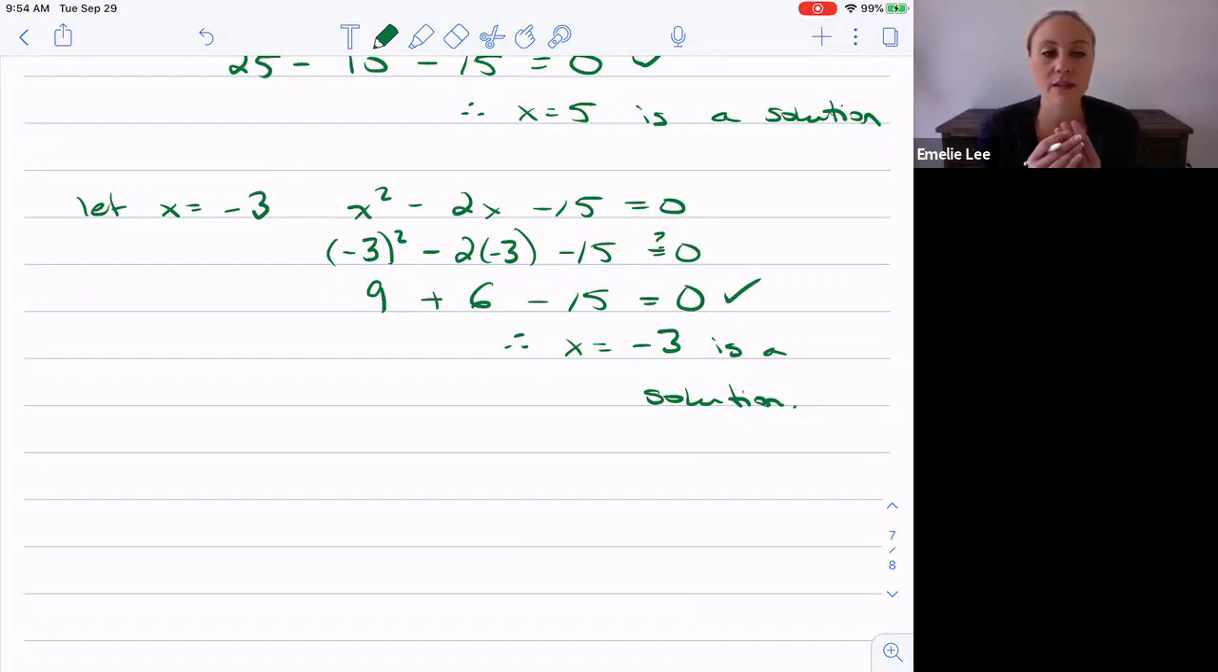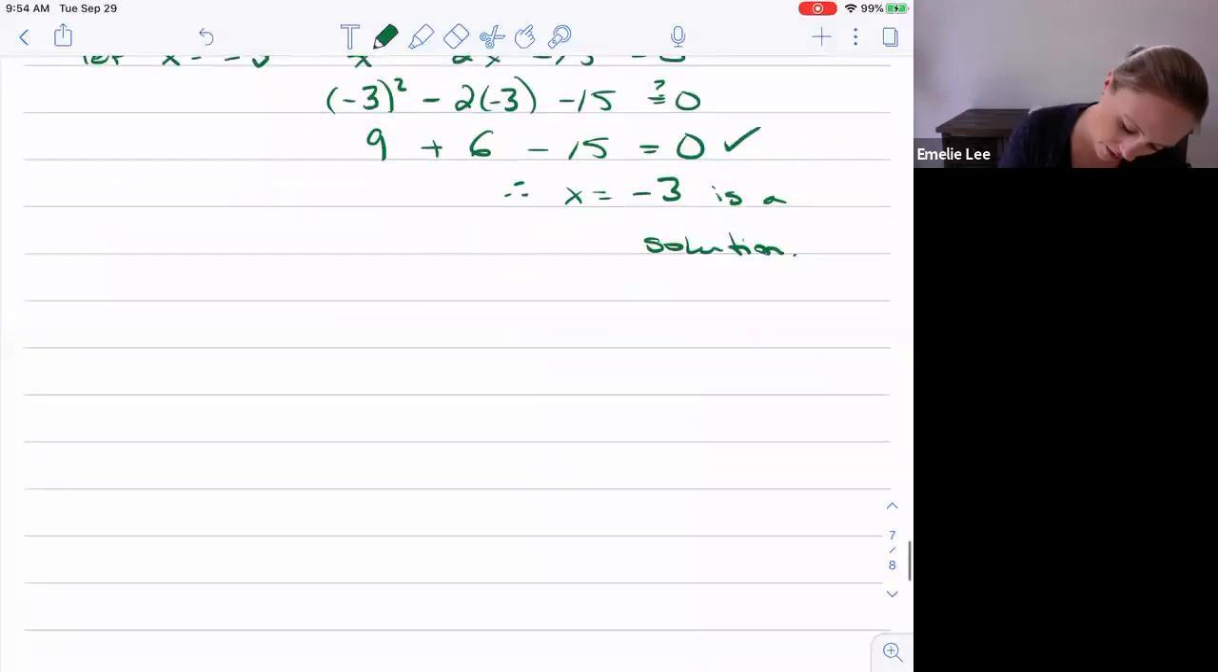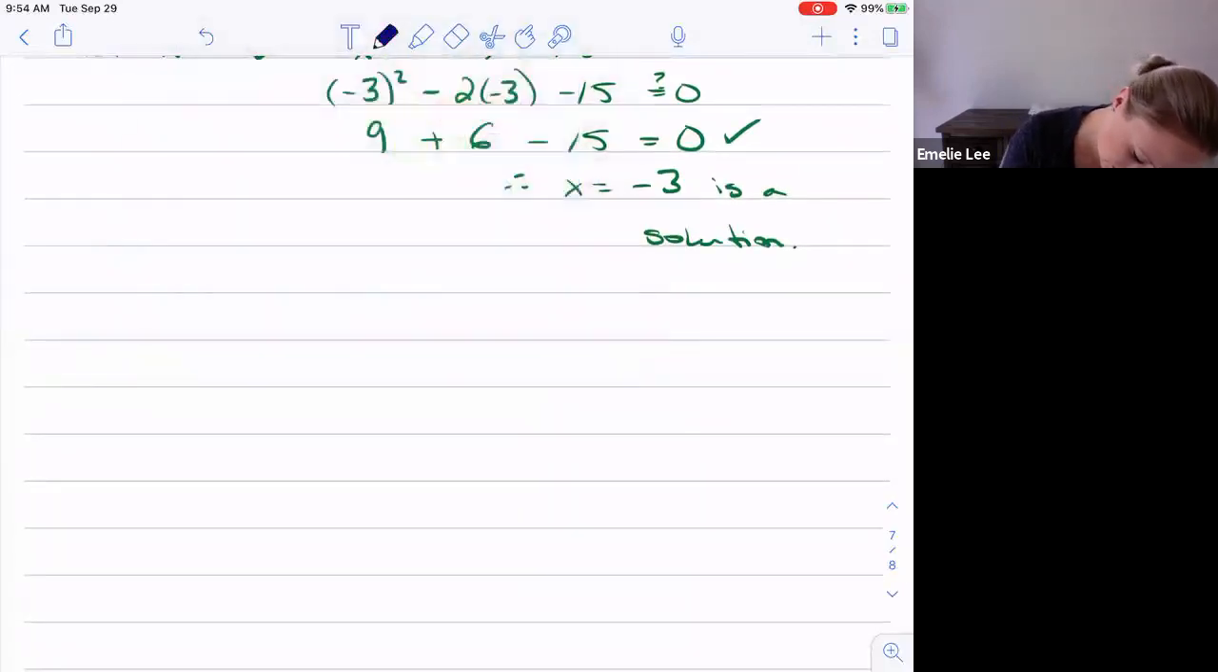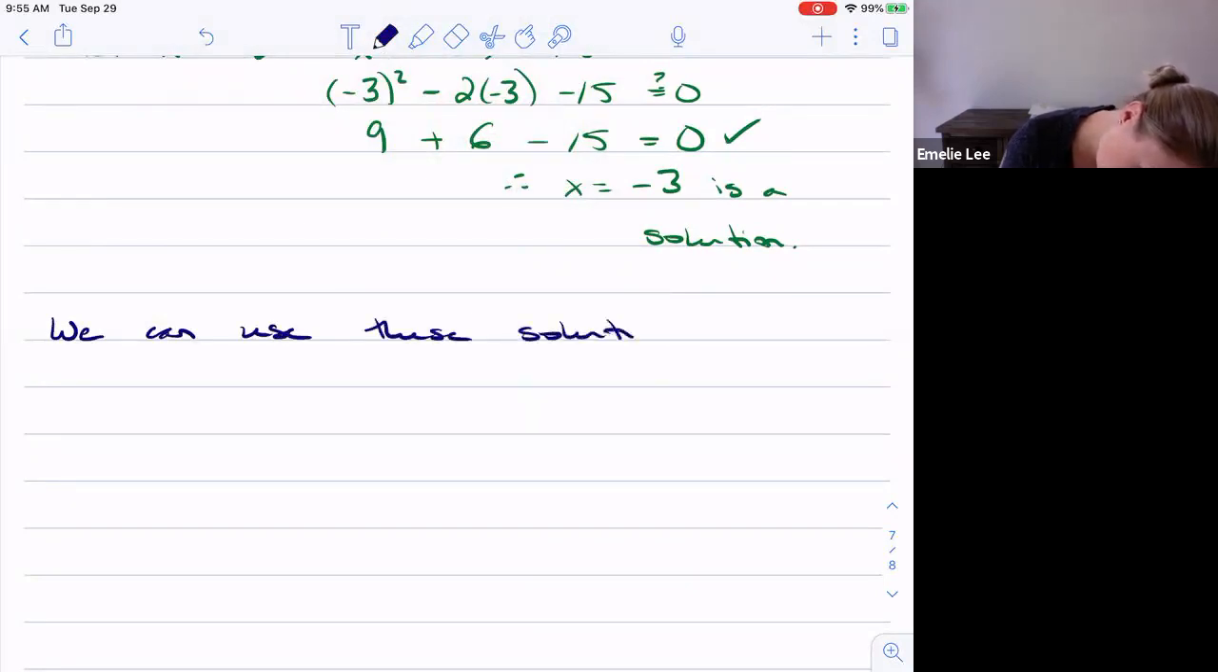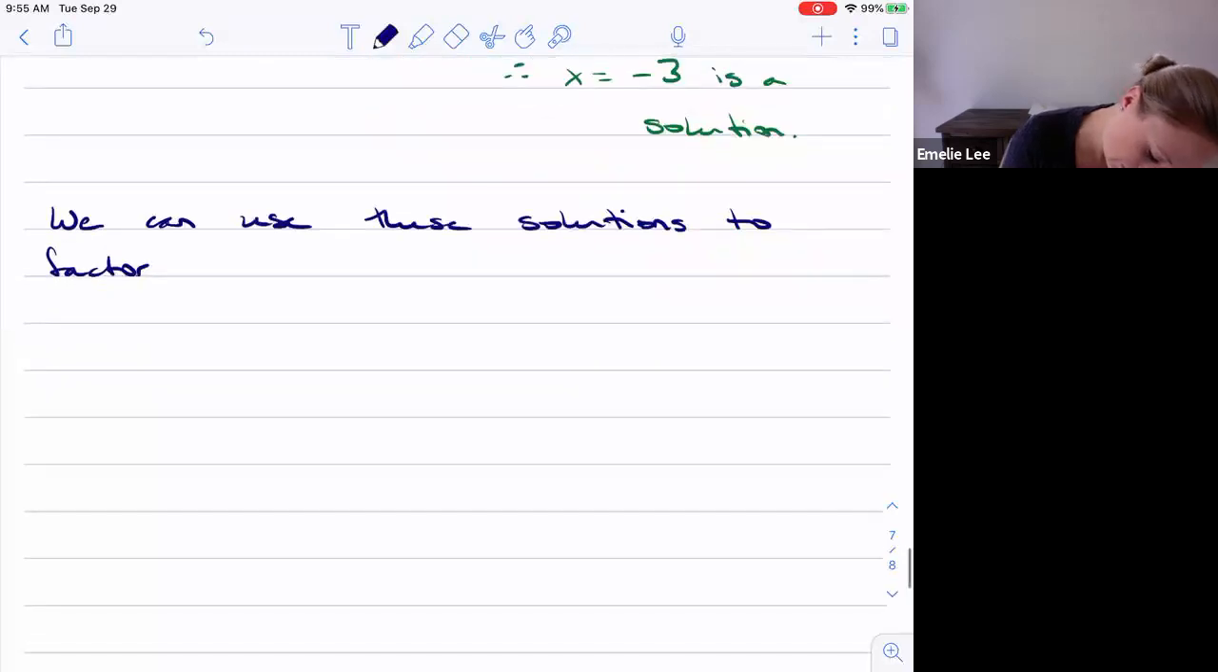So we've decided that these are the solutions. So that's good, right? Now what I'm going to do is use these solutions to factor this equation. We can use these solutions to factor the quadratic equation.